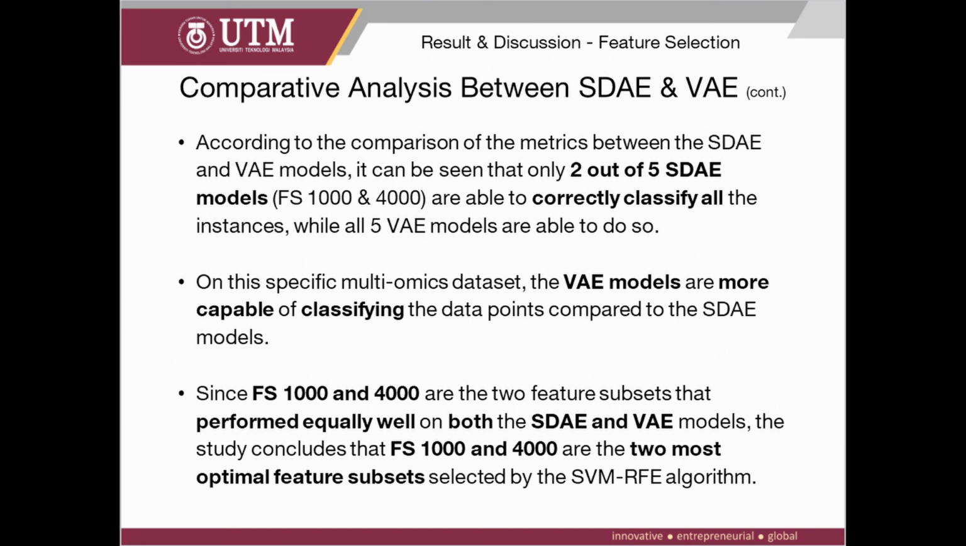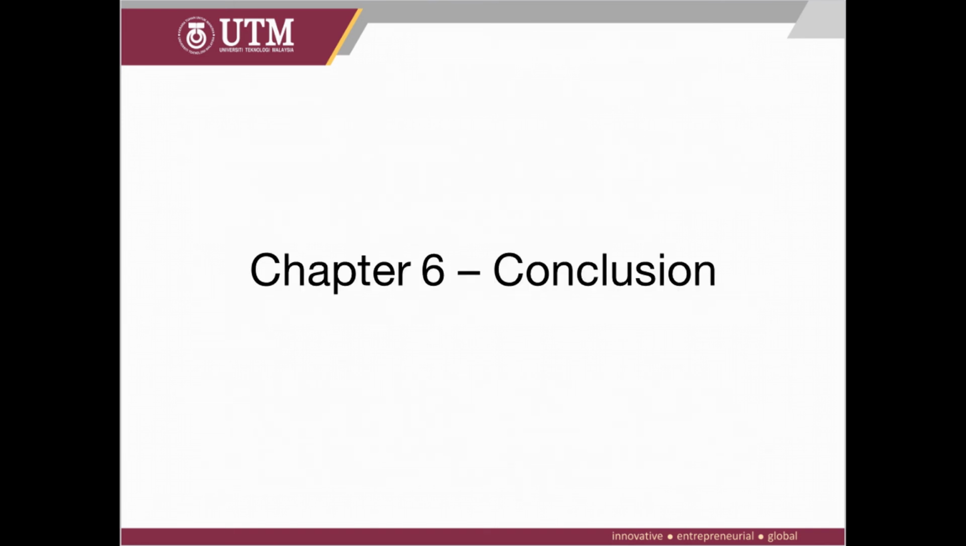On this specific multiomics data, the VAE models are more capable of classifying the data points compared to the SDAE models. Since FS1000 and 4000 are the two feature subsets that perform equally well on both the SDAE and VAE models, the study concludes that FS1000 and 4000 are the two most optimal feature subsets selected by the SVM RFE algorithm. Moving on to the conclusion, the research achievement, constraints, and future works will be discussed.